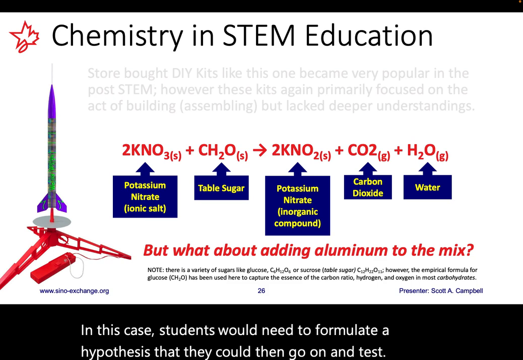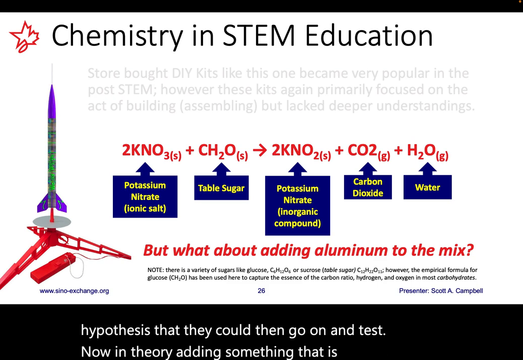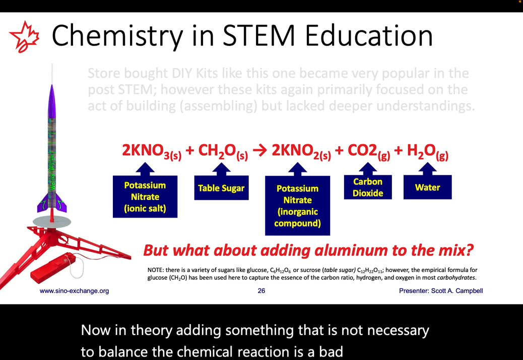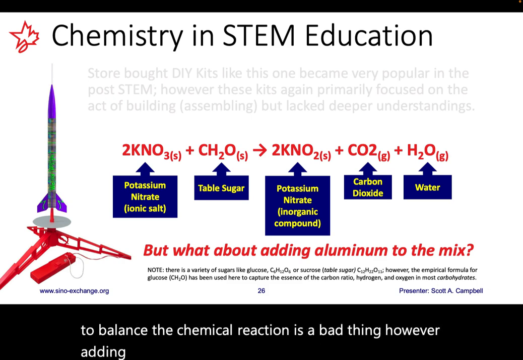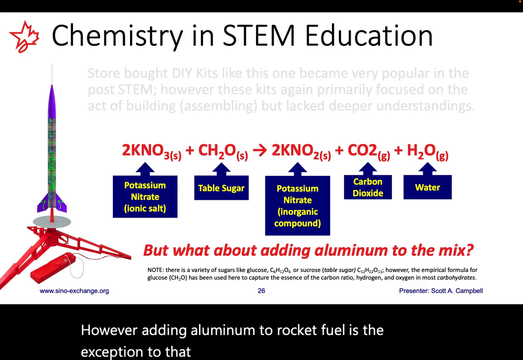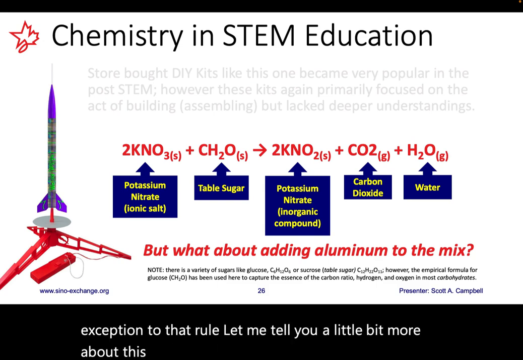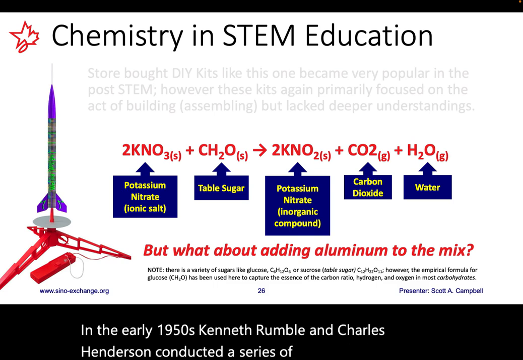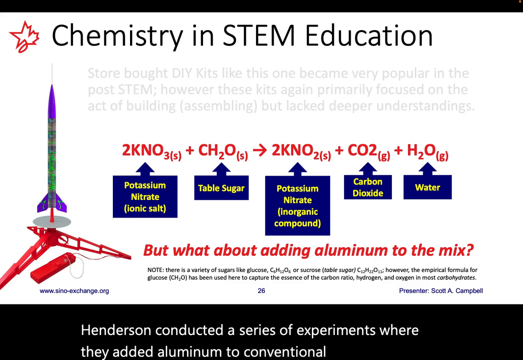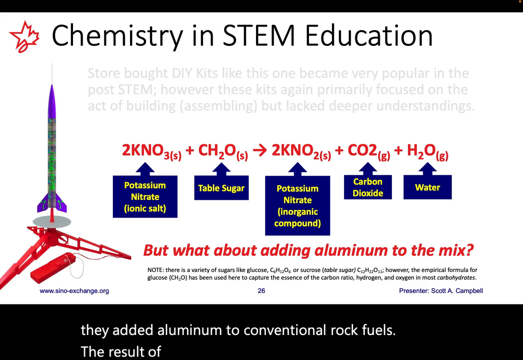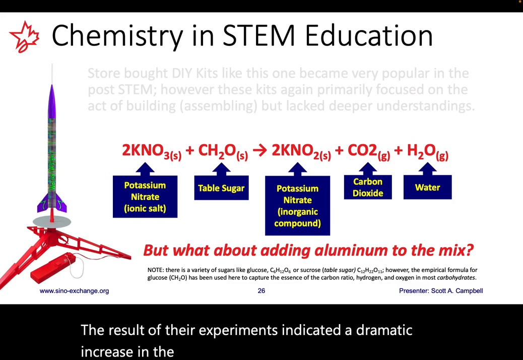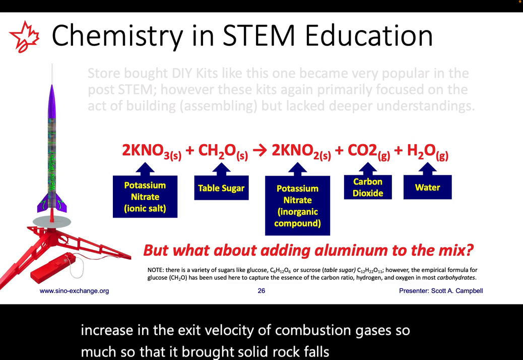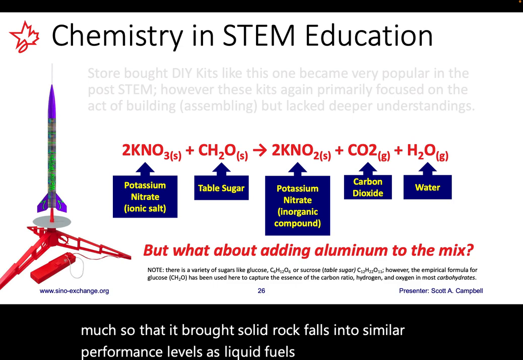Now, in theory, adding something that is not necessary to balance the chemical reaction is a bad thing. However, adding aluminum to rocket fuel is the exception to that rule. Let me tell you a little bit more about this phenomenon. In the early 1950s, Kenneth Rumble and Charles Henderson conducted a series of experiments where they added aluminum to conventional rocket fuels. The results of their experiments indicated a dramatic increase in the exit velocity of combustion gases, so much so that it brought solid rocket fuels into similar performance levels as liquid fuels like kerosene and liquid oxygen.